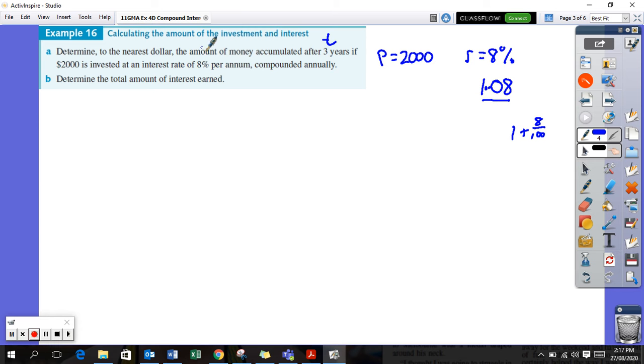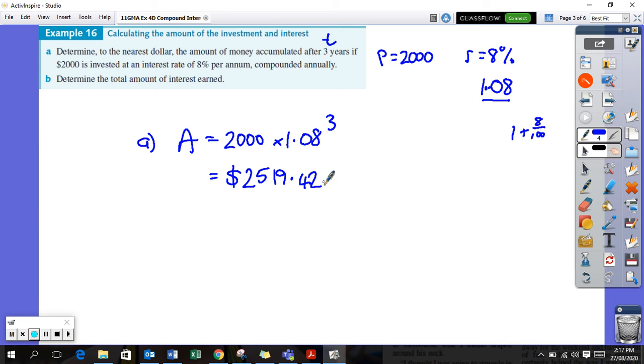So determine the nearest dollar amount of money accrued after 3 years. So for part A, we're going A equals 2,000 times 1.08 to the power of 3. On the calculator, the YX button is the power button, and we get 2519.42. Remember it's money, so I'm just going to put a dollar sign. 2519.42. 2 decimal places for money.